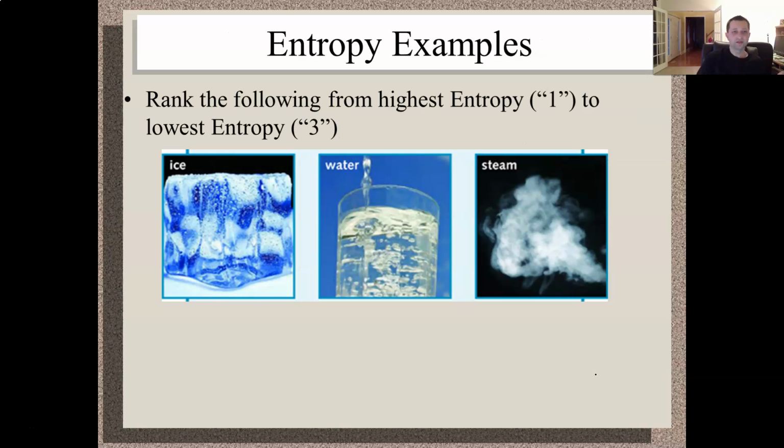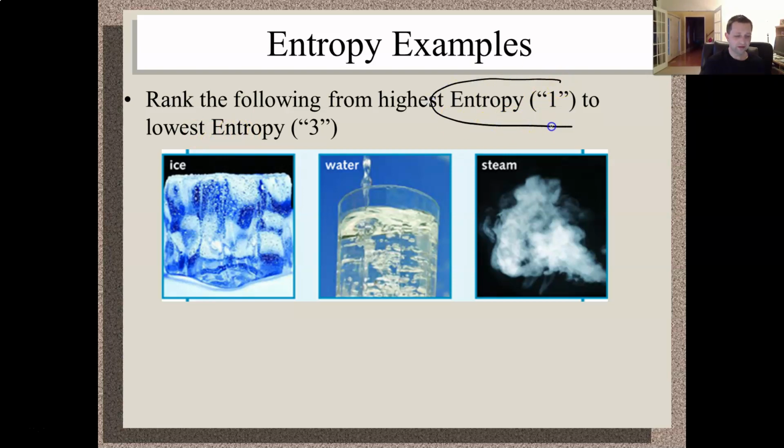So it says rank the following from highest entropy to lowest. So our entropy value, we can look these up. It's a delta S value. The larger it is and the more positive it is, the more disorder there is. Okay, we'll talk more about that a little bit later. But we have ice, water, and steam. Rank the following from the highest entropy, so the most disorder, to the lowest entropy, the lowest amount of disorder.